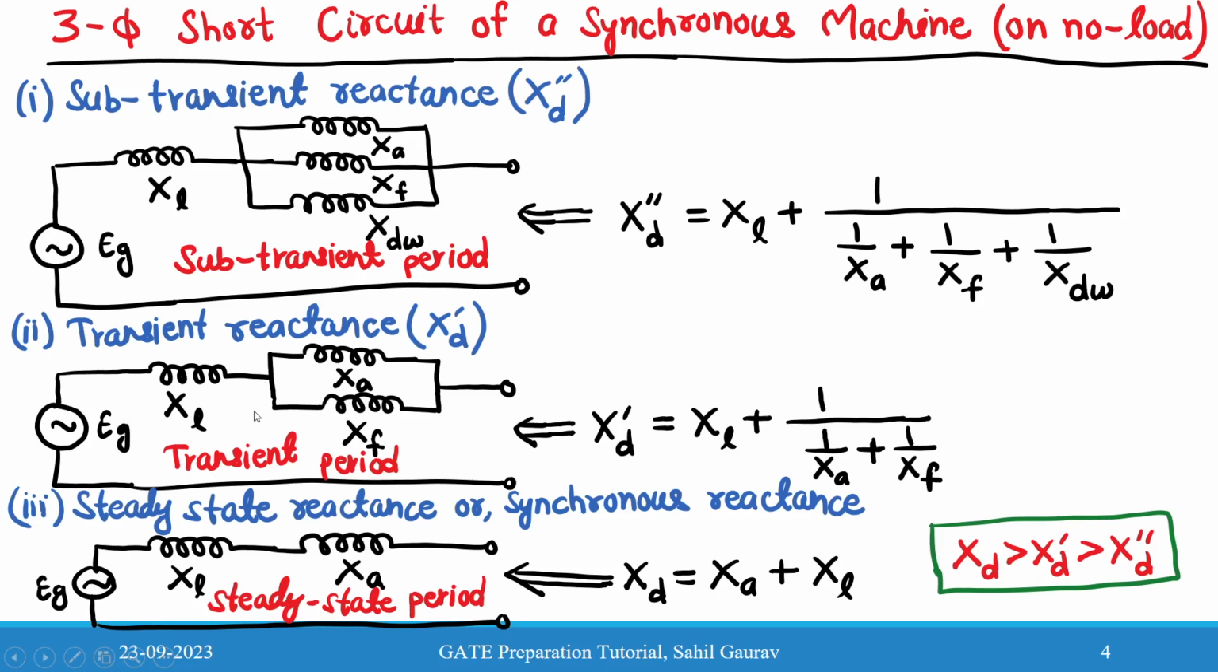And then we have the generator transient period. In this period, the damper winding effect goes down, so only two reactances are present, XA and XF. So this XD dash, which represents the transient reactance, equals XL plus the equivalent reactance of the parallel combination of armature and field reactance. And in the steady state reactance, the field reactance effect also vanishes, so only the armature reactance comes into the picture. So the steady state reactance we just write as XA plus XL.